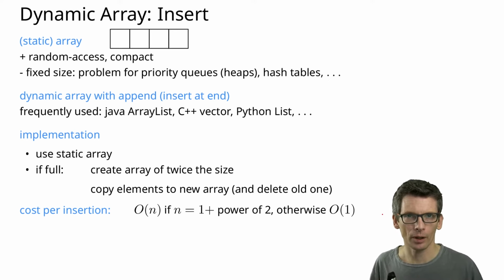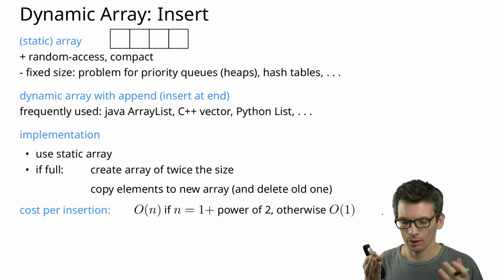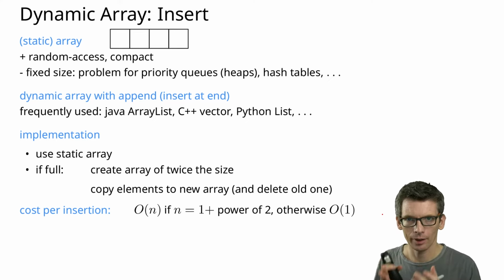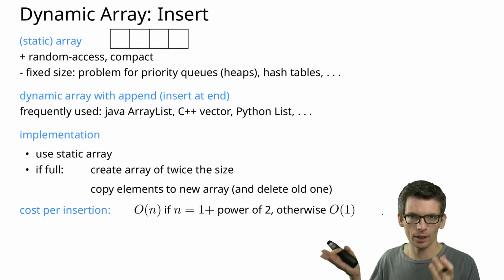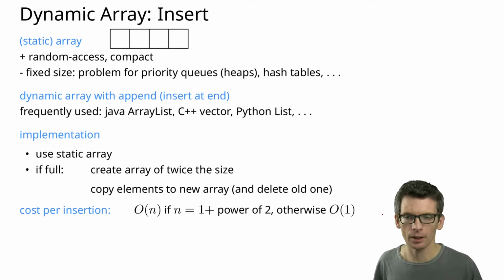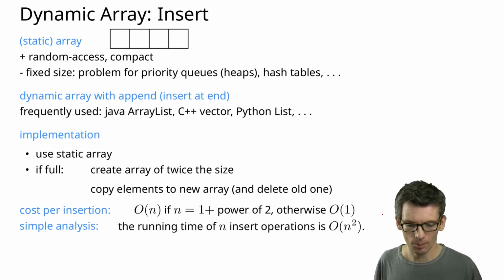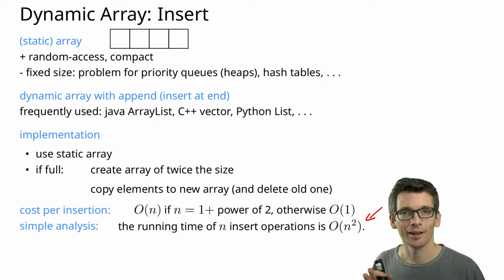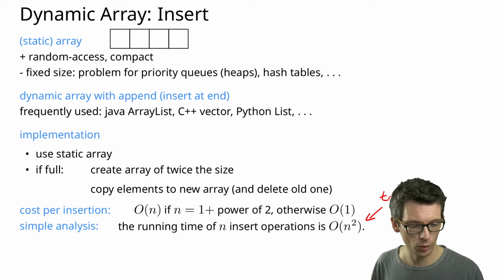So what is the worst case running time of n operations? If one append takes worst case linear time and I do n appends, then the obvious upper bound that we get is quadratic, so n times n. But as we know by now at this point in this video, this is of course too pessimistic.